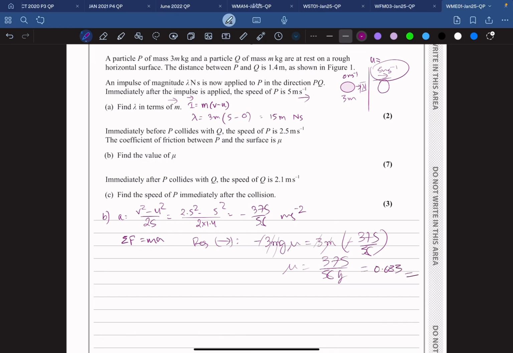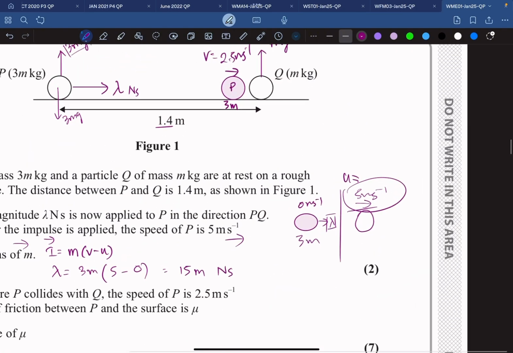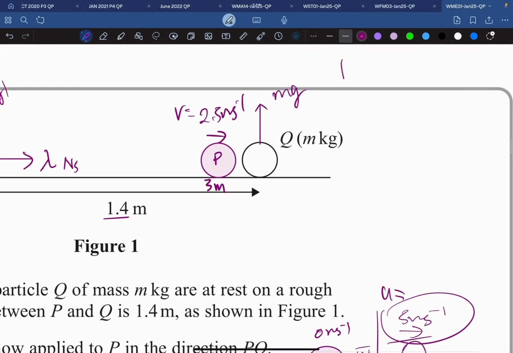Okay, next question. Immediately after P collides with Q, the speed of Q is 2.1 meters per second. Now we're back to momentum. I love this question. What do we do now? We know that they're colliding here, so we can just use this diagram. This is the before, and this is the after.